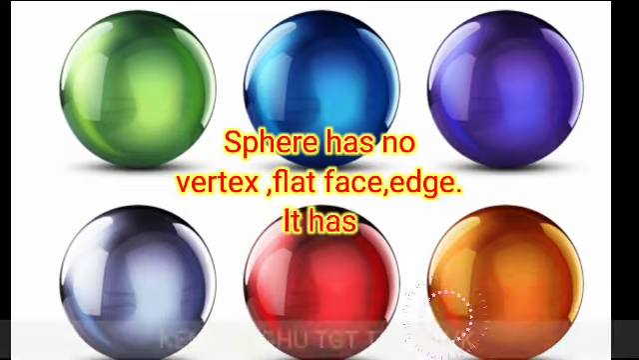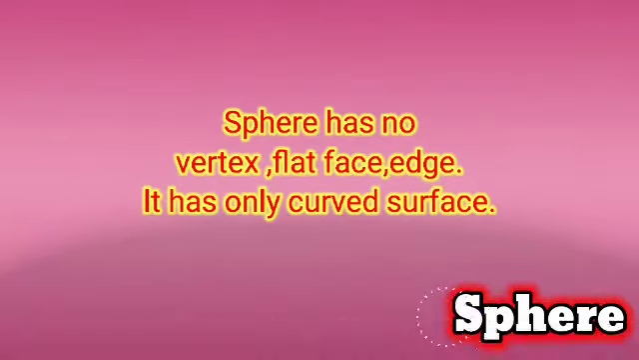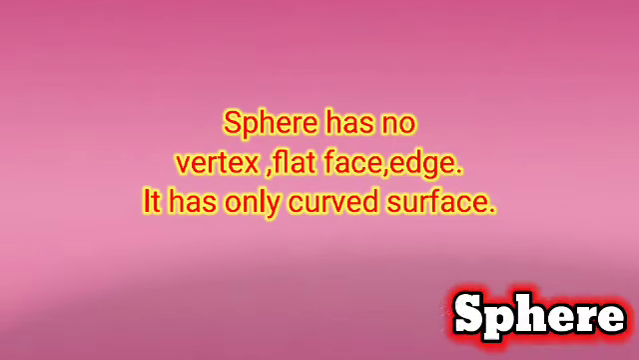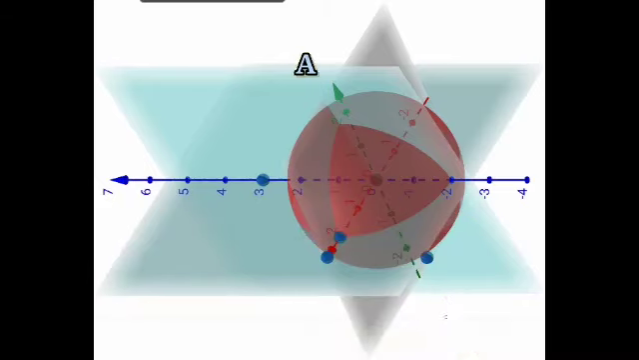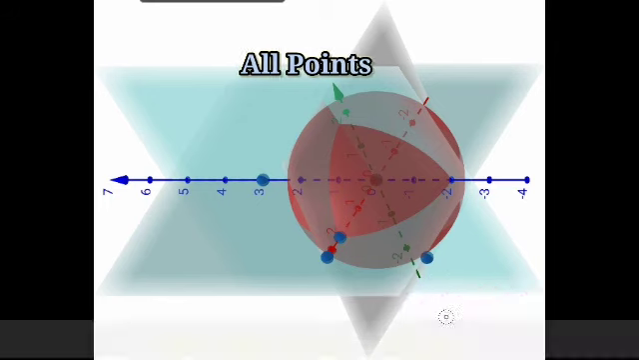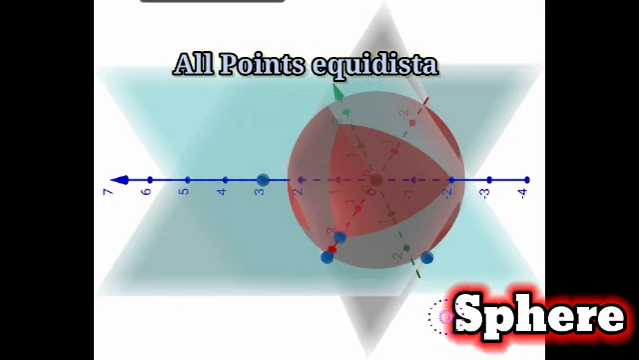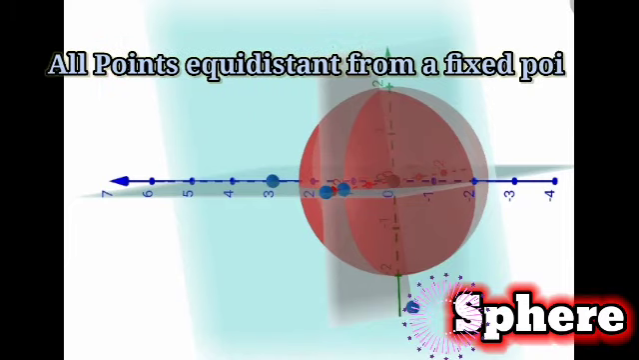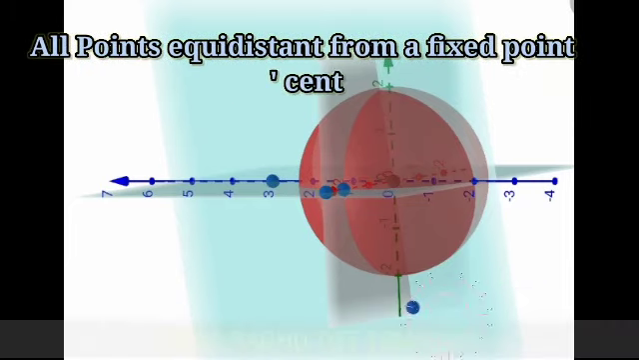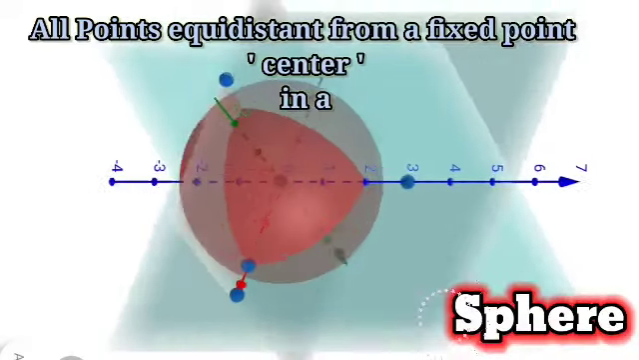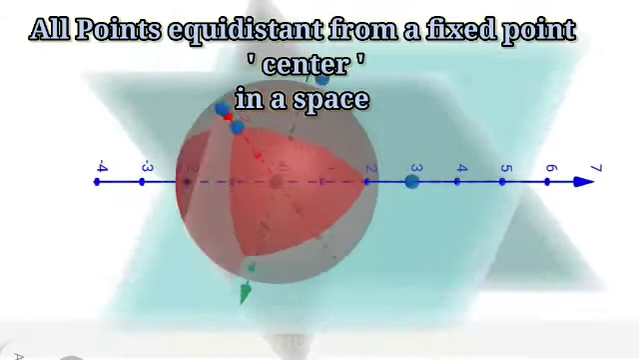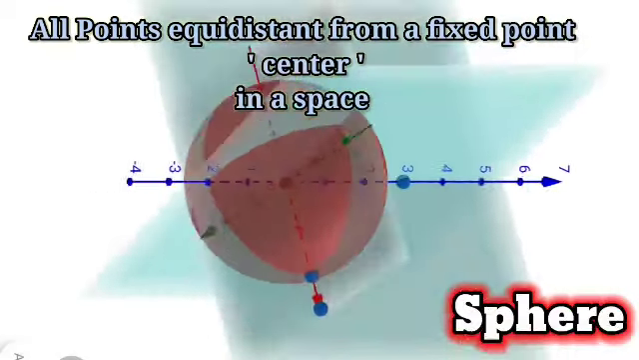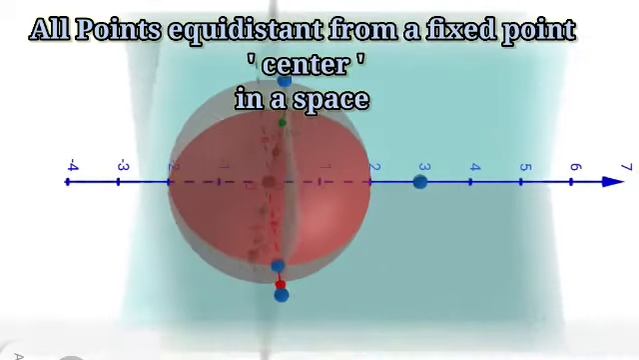A sphere has no vertex or flat face or edge. It has only one curved surface. As you can notice here, all the points are equidistant from the fixed point, which is the center of the sphere. Here, the sphere spreads in three dimensions: lengthwise, breadthwise, and heightwise.